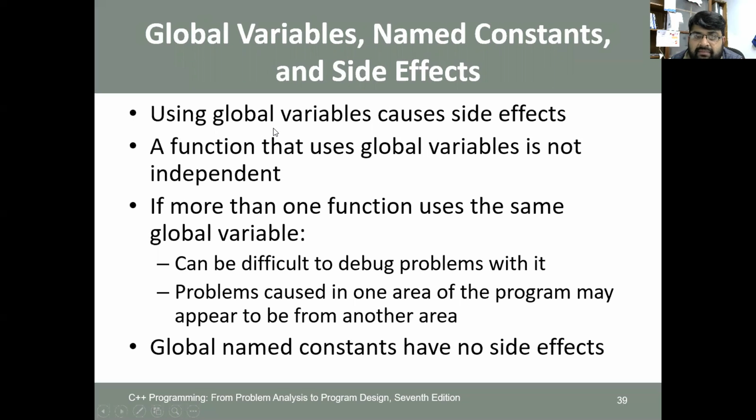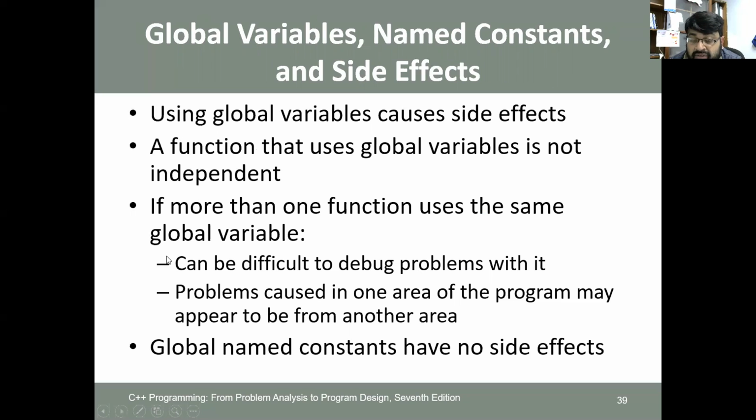By using global variables, it has certain side effects. For example, a function that uses global variables is not independent. It is very much dependent on a global variable value that is outside. If more than one function uses the same global variable, sometimes it gets very difficult to debug problems with it, because there are multiple functions that are using the same global variable.